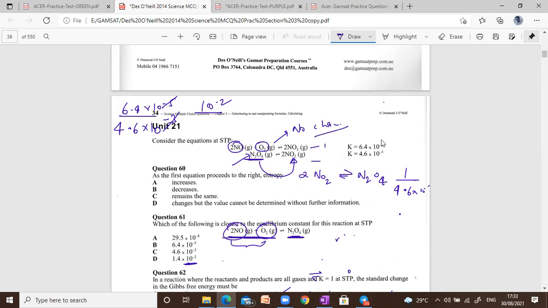Now you can easily add them. The 2 NO2 in the reactant and in the product will cancel out, and the overall reaction will be the same as the original. So 6.4 into 10 to the power minus 5 upon 4.6 into 10 to the power minus 3. Any doubt? If you have a doubt, I will clear it again.